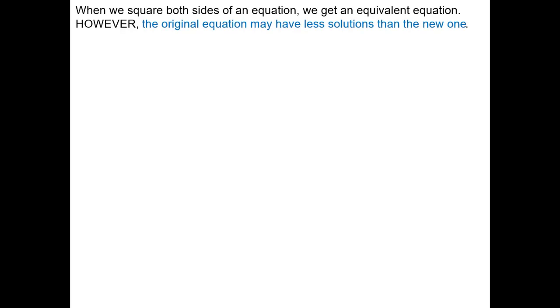Let's take a look at another example, however, where whenever we square both sides of an equation, we're always going to get an equivalent equation. Unfortunately, the original equation might not have the same number of solutions as the new equation, and we're going to see that in a short second here.